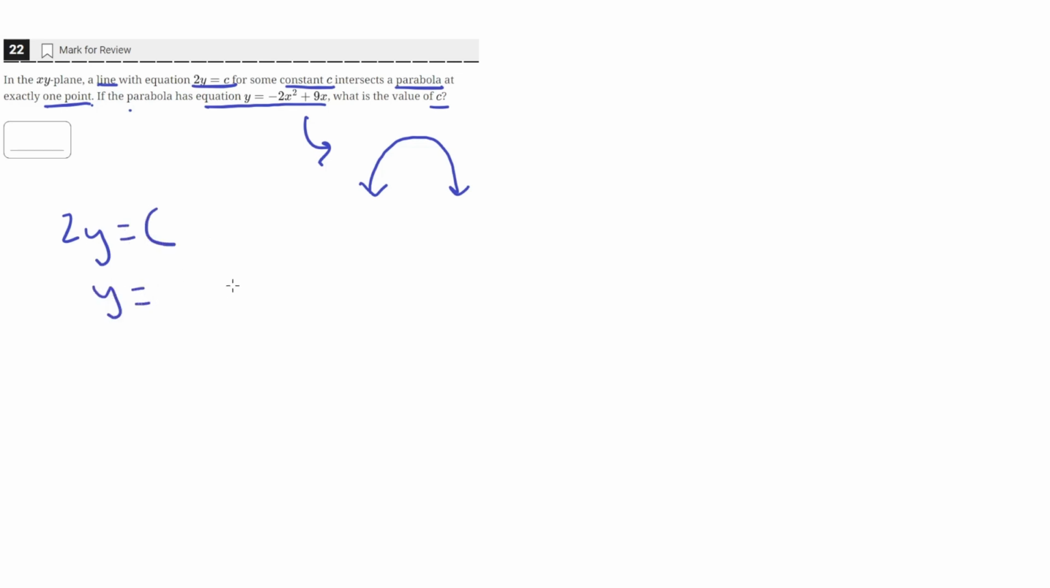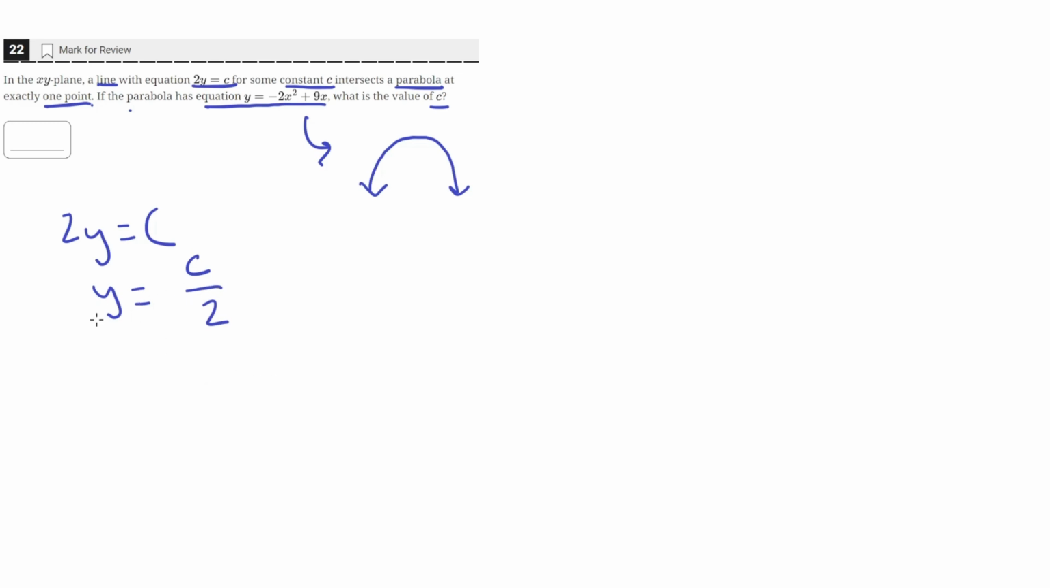In the xy plane, a line with equation 2y equals c for some constant c intersects a parabola at exactly one point. If the parabola has equation y equals negative 2x squared plus 9x, what is the value of c? Okay, so this parabola is concave down because the coefficient of the x squared term is negative. And this line, 2y equals c, we can simplify to y equals c over 2.